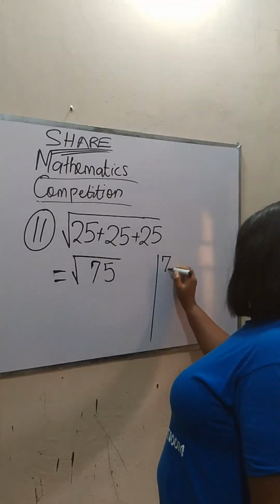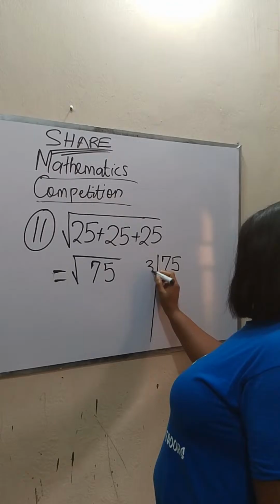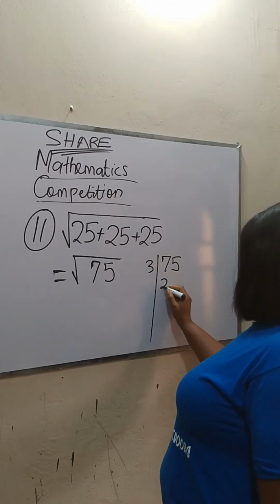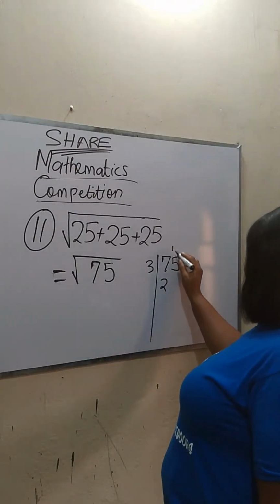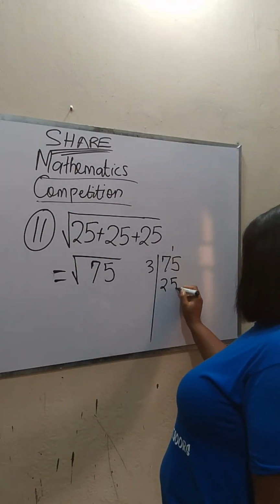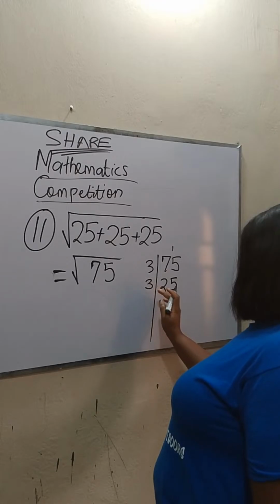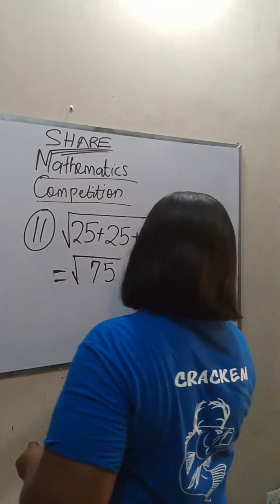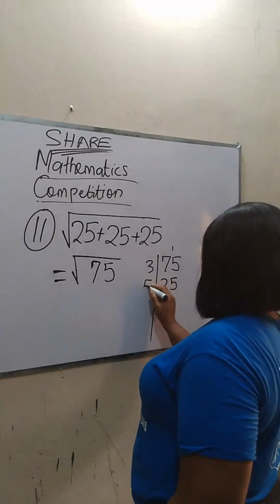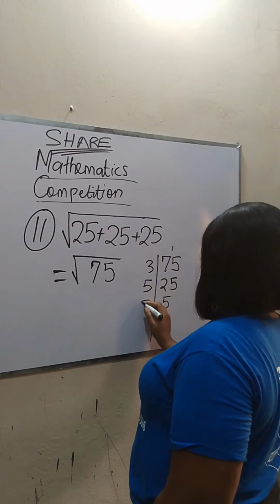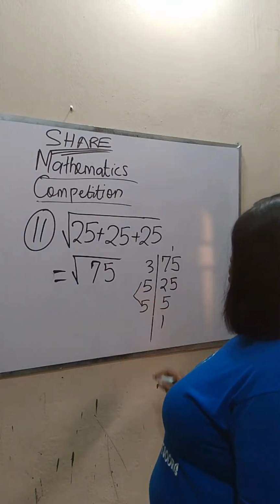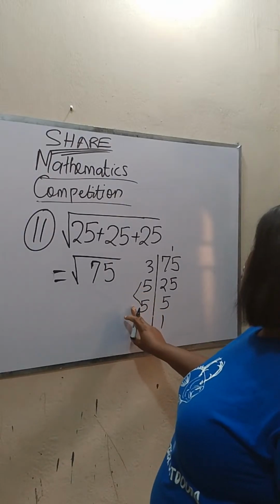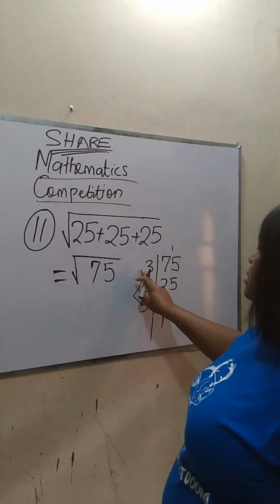We have 75. So divide by 3. 3 divided into 7, we have 2, remainder 1. 3 divided into 15 will give us 5. We divide by 3 again. Sorry, 3 cannot divide. We divide by 5, and we have 5. Divide by 5 again, and we have 1. So 5 times 5 is 25. 25 times 3 will give us 75.